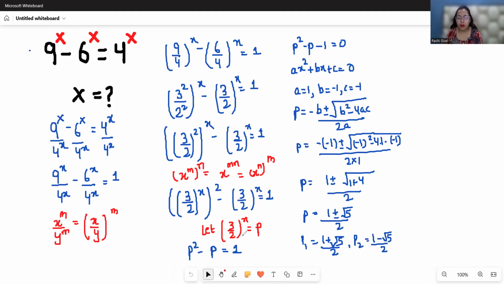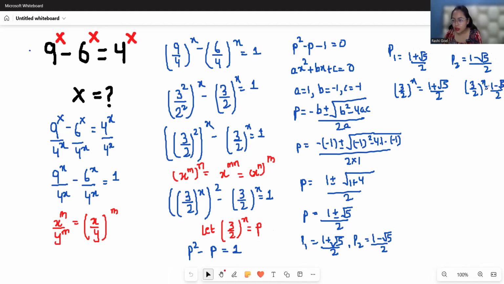So let's remember the value of P. We took a substitution, that is (3/2)^x. So let's put it. First P1, (1+√5)/2. So it is (3/2)^x = (1+√5)/2. And similarly, P2, (1-√5)/2. So (3/2)^x = (1-√5)/2.